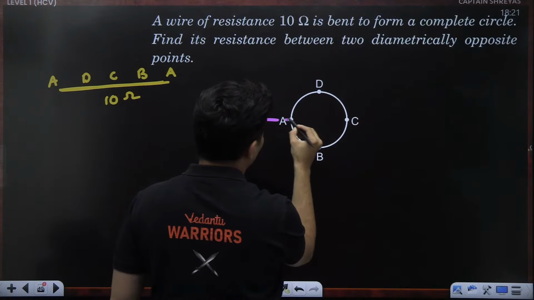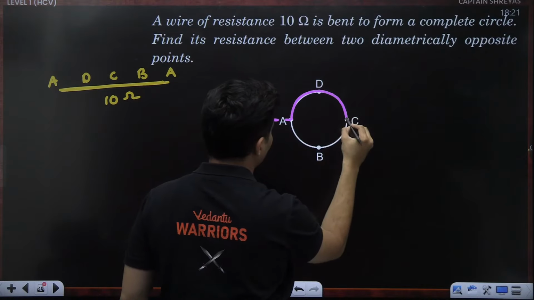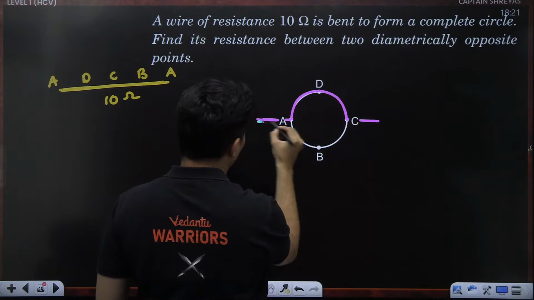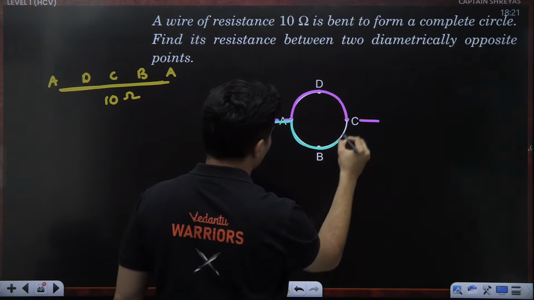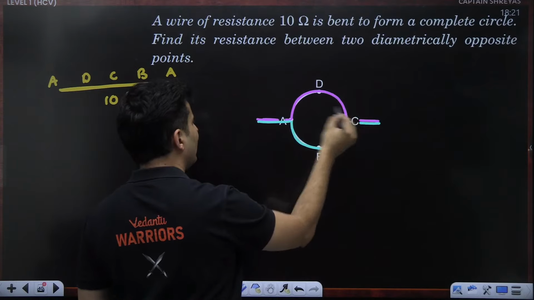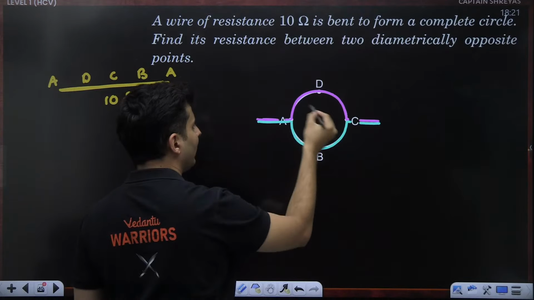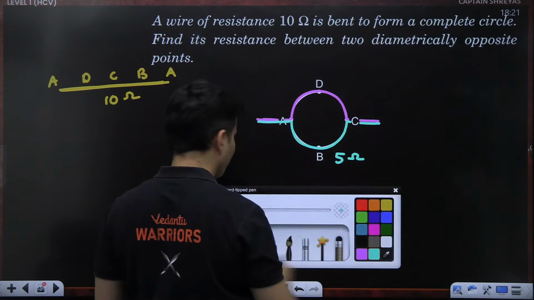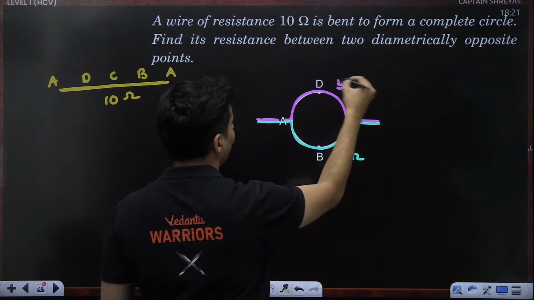Just imagine I take one part here and the other part over here. This will be exactly half the wire. The whole wire is 10 ohms, so this is half the wire, which will be basically 5 ohms. And the upper part will also be 5 ohms.